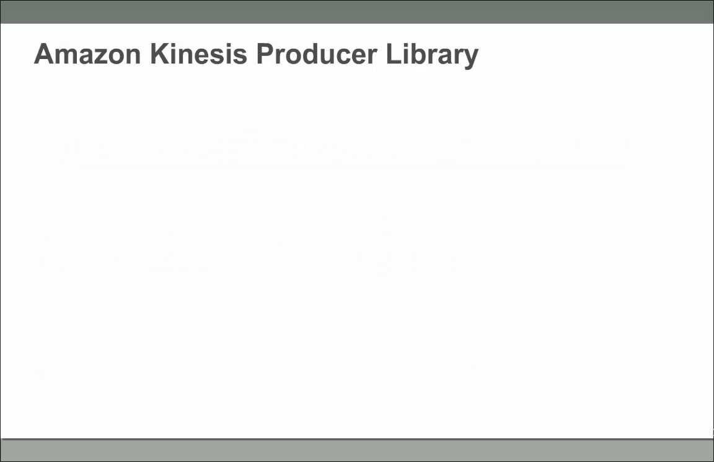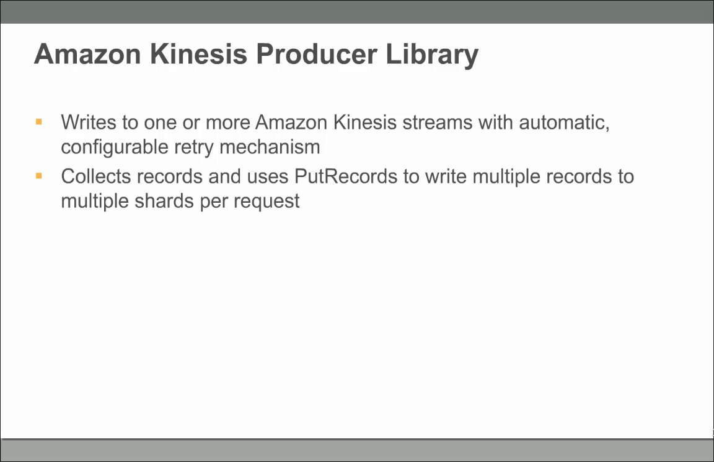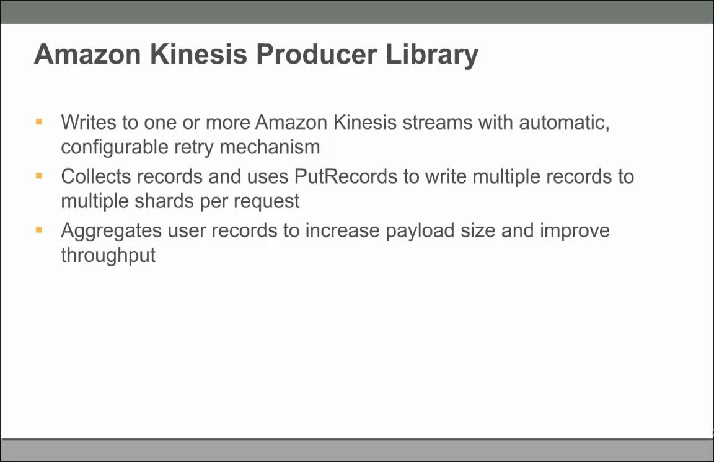So, the Amazon Kinesis Producer Library. This is a tool for producing records to put in there. It will allow you to write to one or more Amazon Kinesis streams, and it will automatically handle retries. It collects the records and uses PutRecords to do multiples, because remember, we were just talking about batching up those records before we put them into the Kinesis stream.